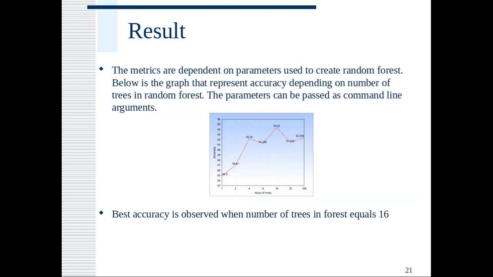Now let us discuss the results. As you can see from the graph, the results vary based on the number of decision trees. Here is the plot of accuracy versus the number of trees. The maximum is obtained when the number of decision trees in the random forest is 16. Parameters can be controlled and passed as command arguments. Accuracy is lowest when the number of trees equals 1, as in this case, the random forest is simply a decision tree.